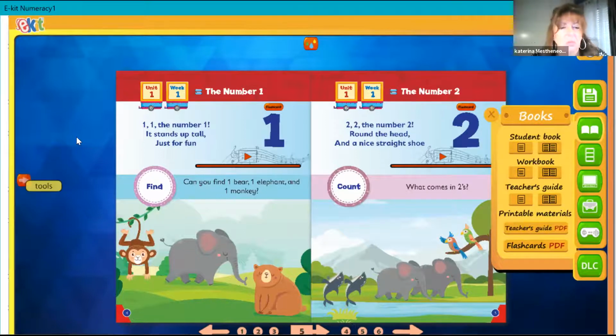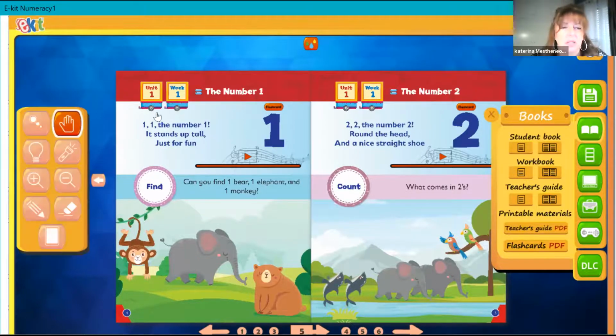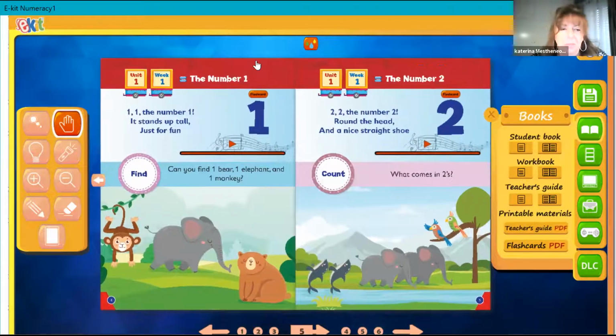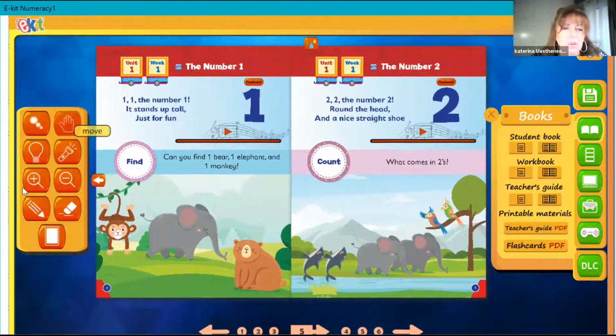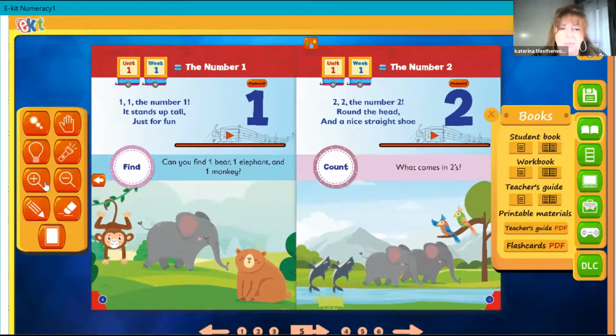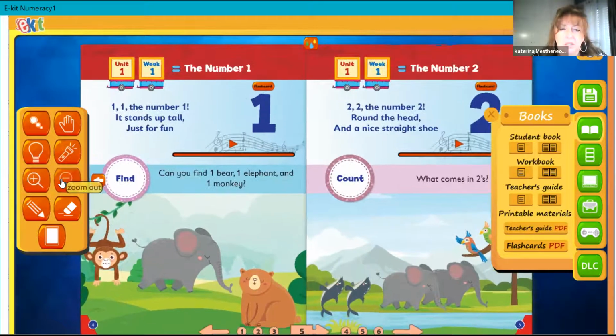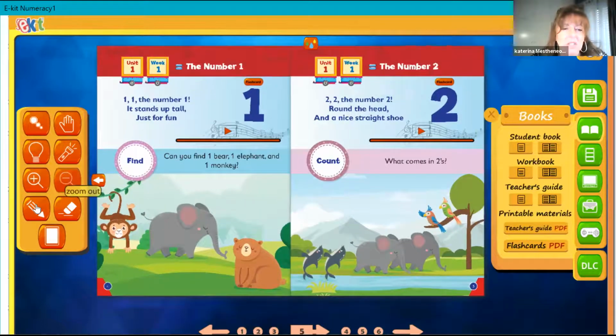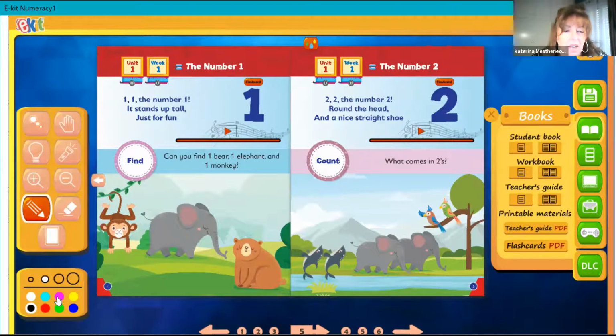Now, I don't like this being in this position. So if we look at the teacher's tools, this one lets me move the page around a little bit. I want it up here. You can make it bigger. You can make it smaller. And you can write on it. I'm really not very good at this. My skills are terrible. But let's say you're doing this for students and you want to point at the elephant. You can point at the elephant.